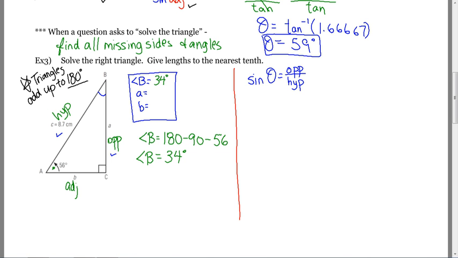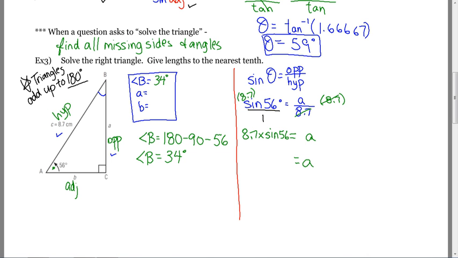Sine theta, theta is 56, equals opposite, which is A, over hypotenuse, which is 8.7. Okay. Now I'm not supposed to say cross multiply apparently anymore. Divide by 1. So I'm going to multiply by 8.7 on both sides to get rid of my 8.7 on the right hand side to get A. So I get A equals 8.7 times sine 56.